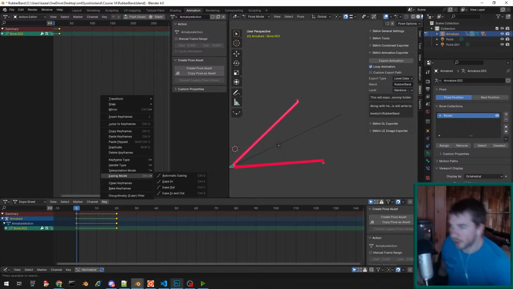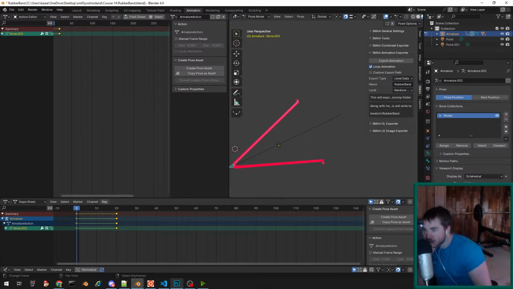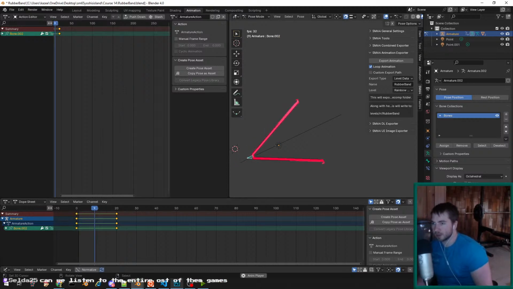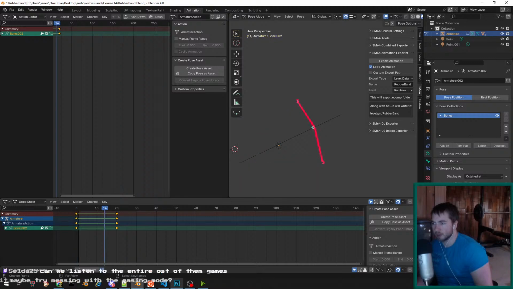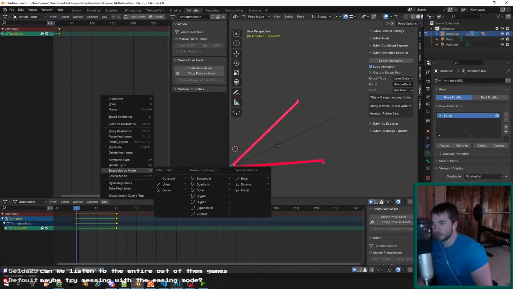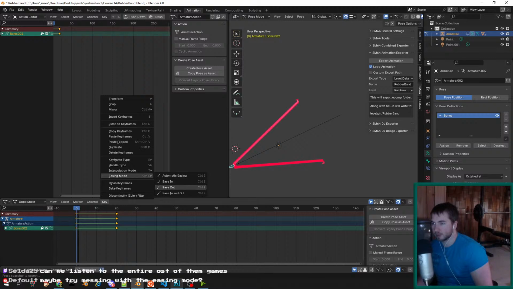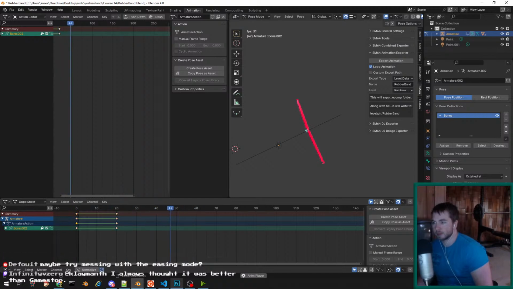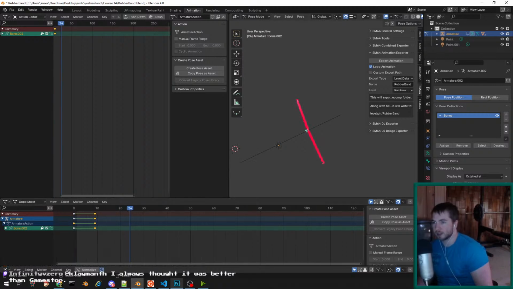Wonder what else there is here. I can change the easing mode. No. I think this looks somewhat realistic, but not quite what I want.